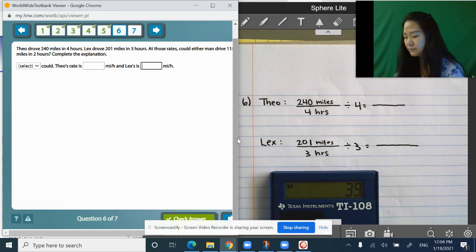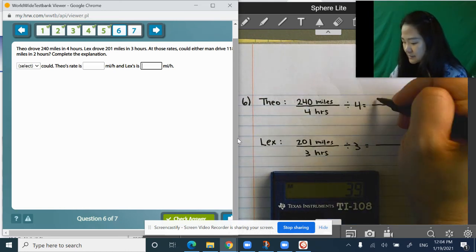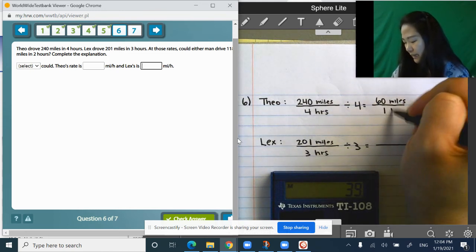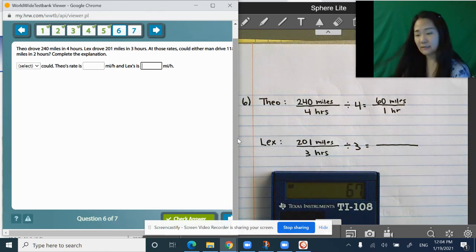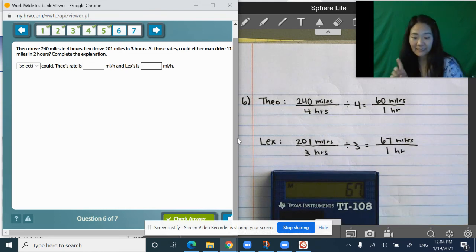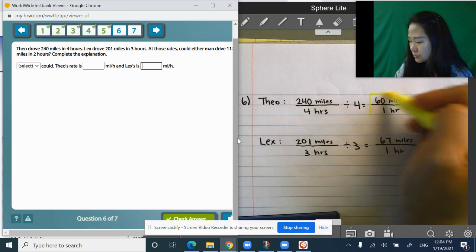First, Theo, 240 divided by 4, that is 60. So 60 miles in 1 hour. And for Lex, 201 miles divided by 3, that is 67 miles for 1 hour. That's not the answer though, okay? These are the unit rates.